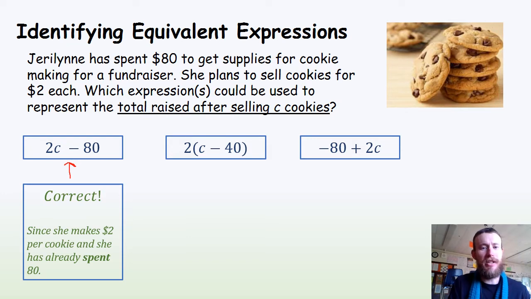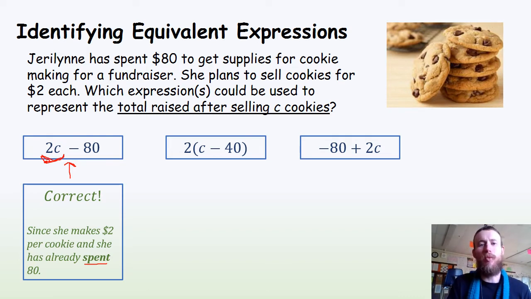Why is it correct? Well, she makes $2 per cookie, so that's the 2C. We talked about per before in lesson 1. And the minus 80 is she's already spent 80, right? So minus means bringing down in value or losing something. She's already lost $80 to get the supplies.